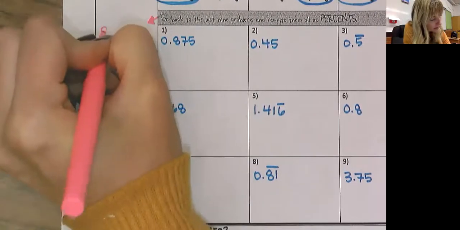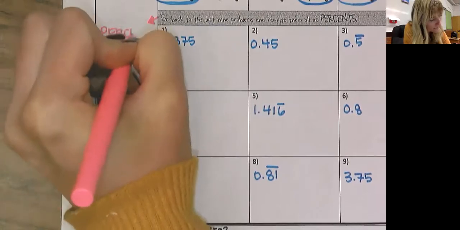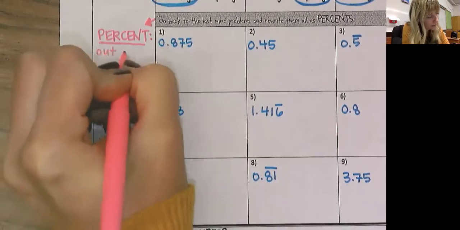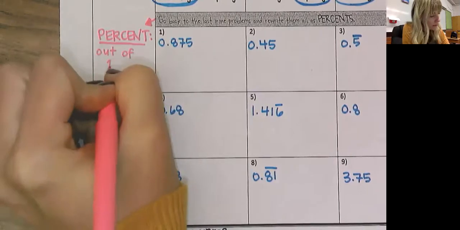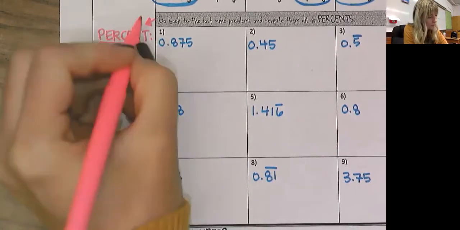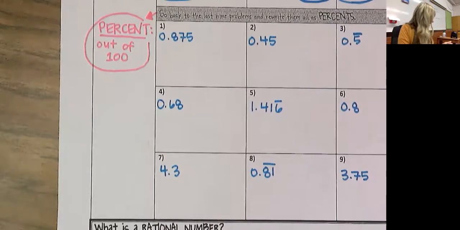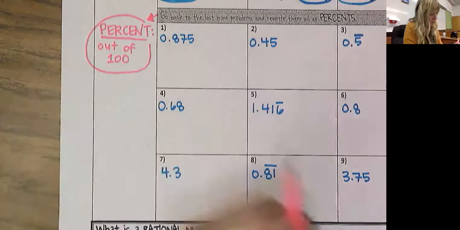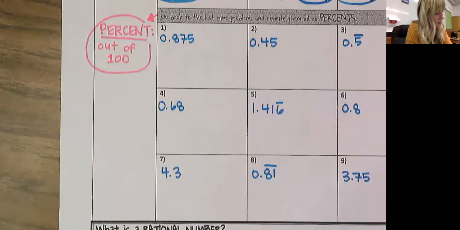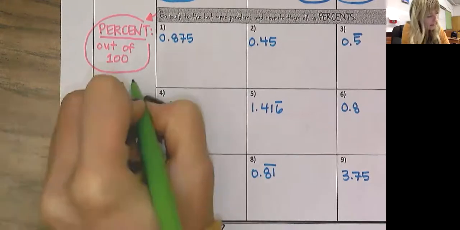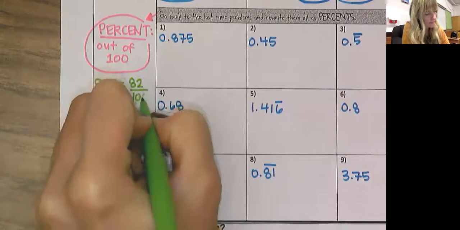Percent literally means, you ready? Per means out of, and cent means 100. Okay? Percent literally means out of 100. So when I have a percent, like if I started you with 82%, 82% would literally mean 82 out of 100.